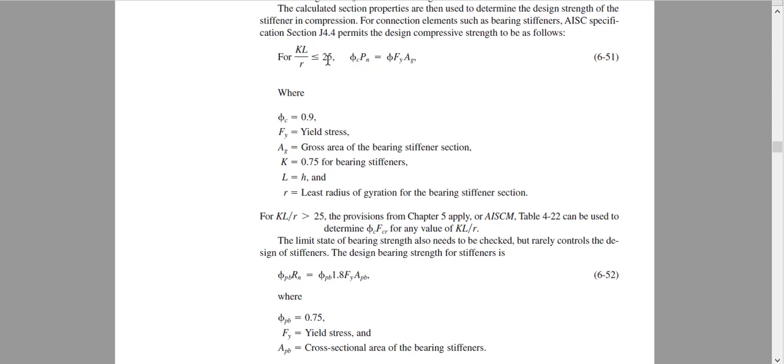Now if it is more than 25, what will happen? Whatever we learned in chapter 5, the normal column table, we can use that. Whatever the ratio is, depending on the ratio, the equation valid for a normal uniaxial column, we will use that. Another criterion is called the bearing strength of the column. Now what is this? Phi is the strength reduction factor 0.75, then 1.8 Fy Apb, the projected area for bearing. Pb means p for projected, b for bearing.